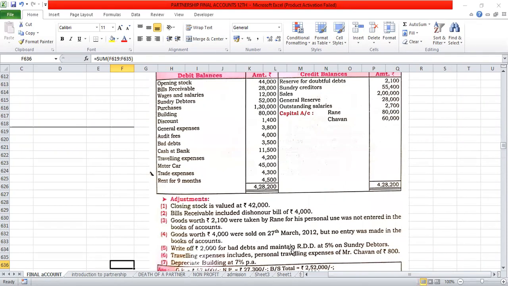old RDD adjustment, which is given. Further bad debt and new RDD. Traveling expenses include personal traveling expenses of Mr. Chavan. Whenever it is his personal expense, it is known as drawings. So in that case, in front of traveling expenses, you will mark number 6. Depreciate building at 7%, building number 7. Are you clear?